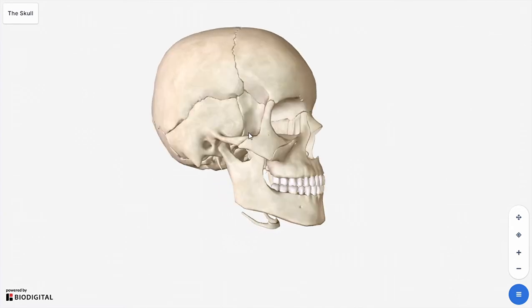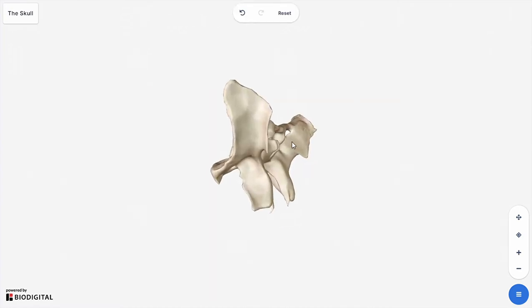Take a look at this side one. This here is the sphenoid bone. It's situated in the middle of the skull towards the front, in front of the basilar part of the occipital bone. The sphenoid bone is one of the 7 bones that articulate to form the orbit.